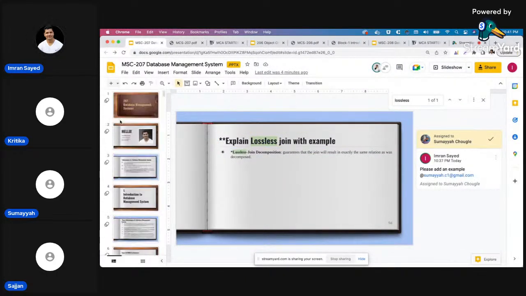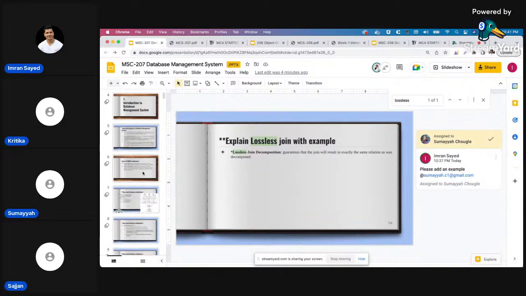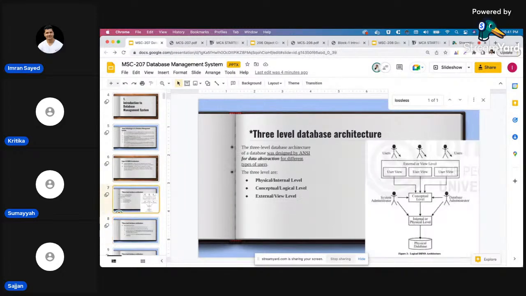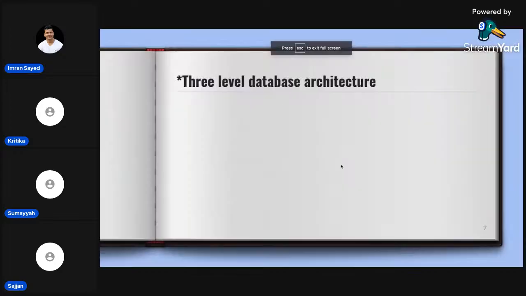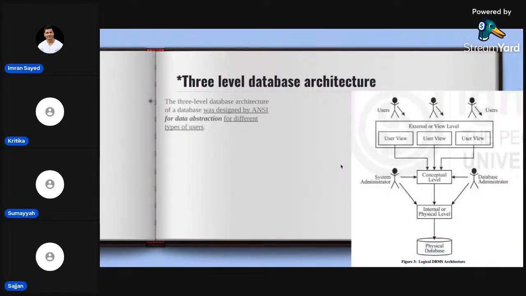Must be the initial ones. Yep, and I would like somebody else to read now. Sajjan, you want to go? Yeah, sure.